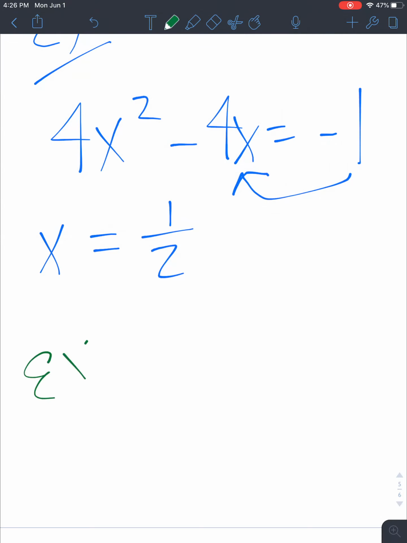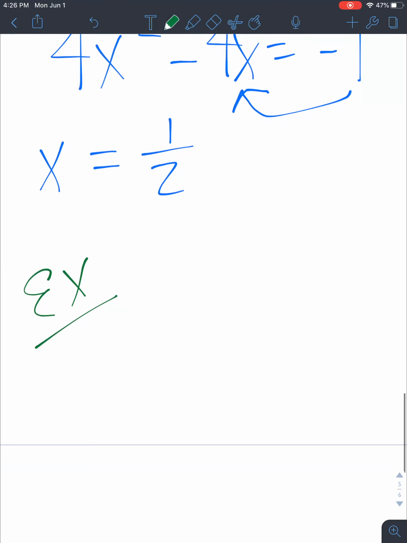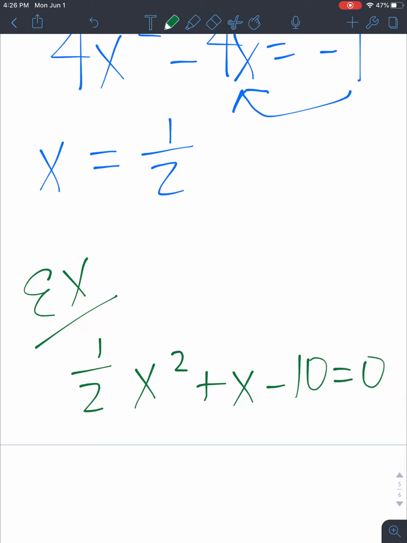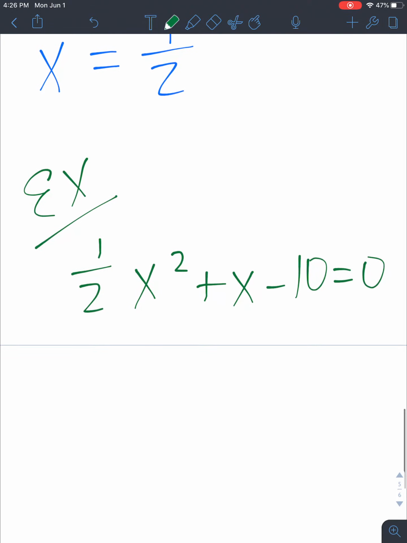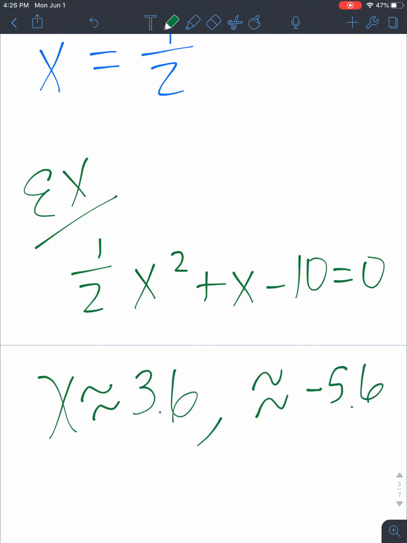All right, let's do one more. So we have 1/2 x squared plus x minus 10 equals 0. I know that 1/2 is going to be scary for some of you. All right, so you should have gotten that x was about 3.6 and about -5.6. Those are rounded, but that's roughly what you get if you rounded the same way I did. But yeah, so that's all I got for you today.